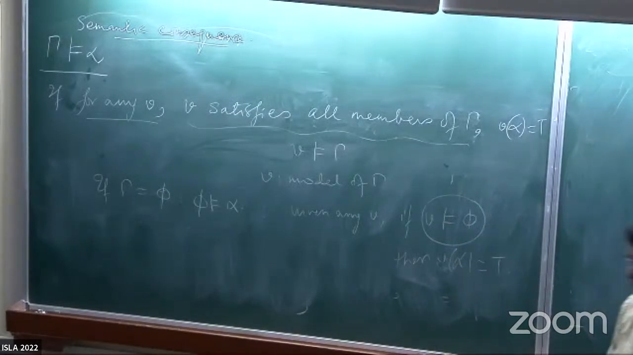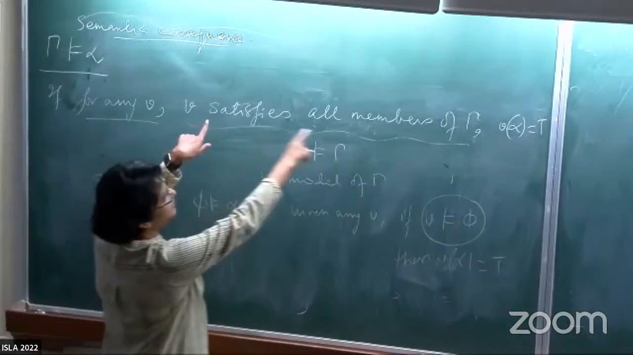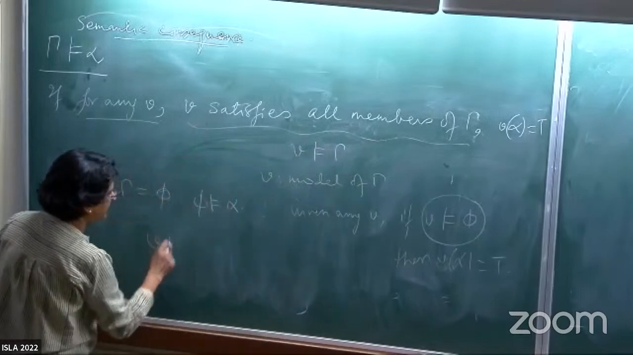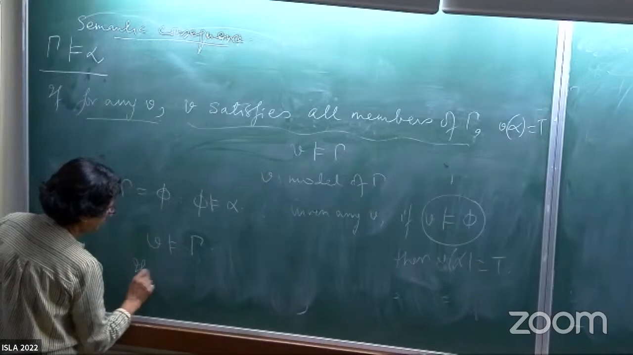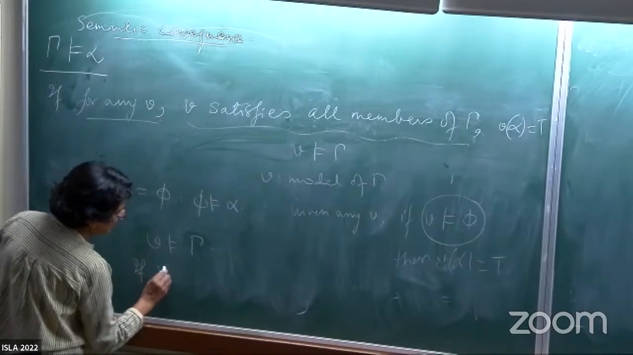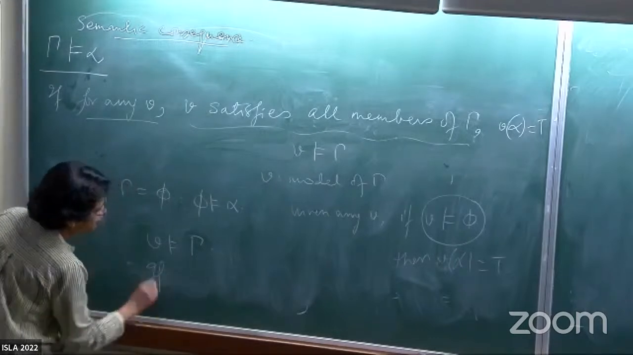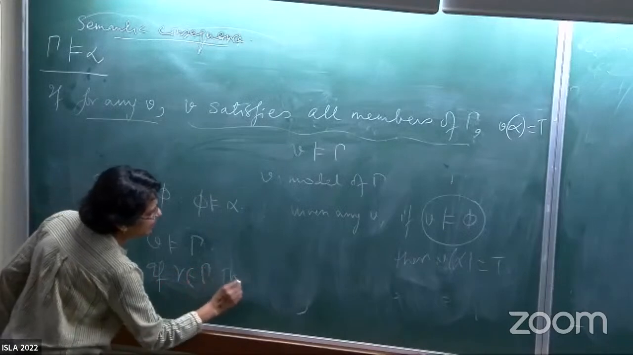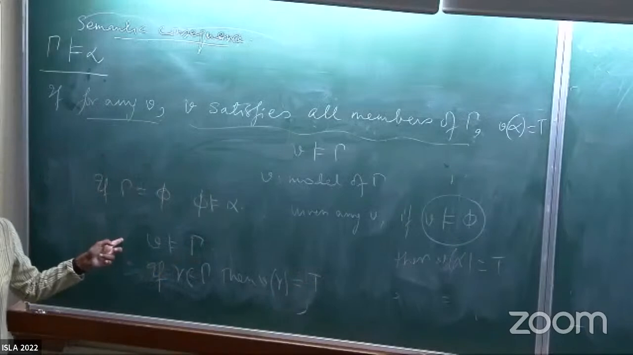Careful, careful, very careful. So I've written this very clearly here. So V satisfies the empty set. What does V satisfy gamma mean? That given this V, so let's write it this way: if gamma belongs to capital gamma, then V of gamma is true. This is actually the expansion of this one.